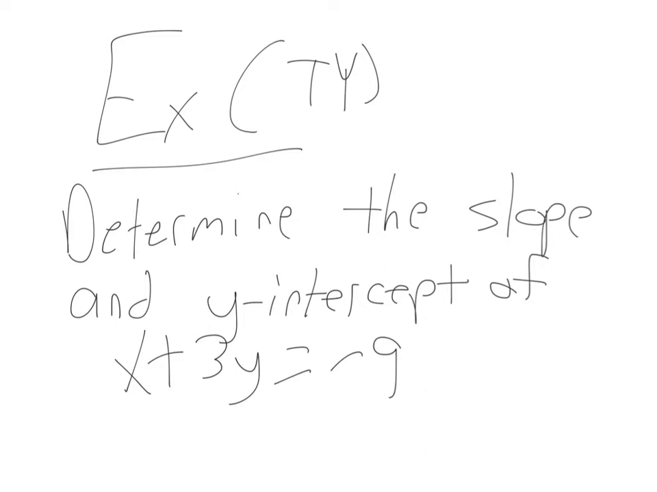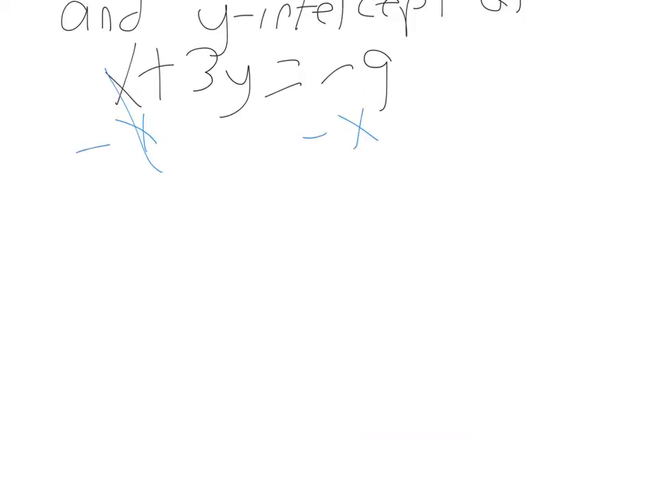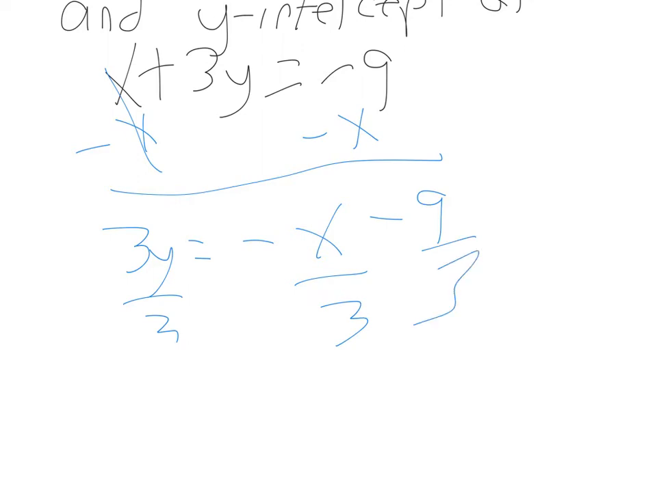Alright, to figure that out we need to get into slope-intercept form, so let's start by getting the 3y by itself. If we subtract x from both sides, we would have 3y equals minus x and then minus 9. Now if we divide everything by 3, we have y equals negative x over 3, which, remember this negative x is the same as having negative 1 times x. So now that's like having negative 1 divided by 3, which would be negative 1/3 x, and then minus 9 over 3, which would be minus 3.